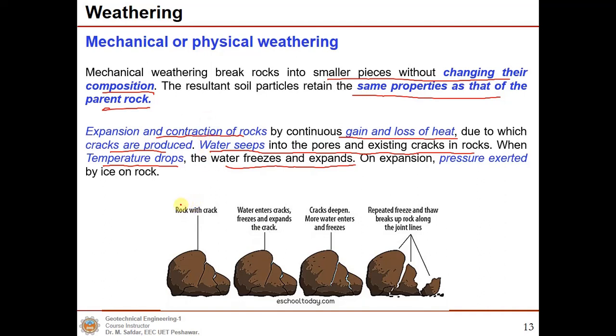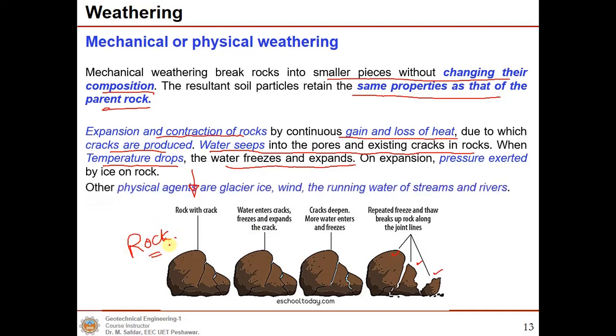This picture shows the process explained in the above paragraph: a rock with a crack that occurs due to the gain and loss of heat. Water enters, freezes and expands the crack, and then even more water enters the crack and freezes. Repeated freezing and thawing breaks up the rock along the jointed lines, and you will see the disintegration of the parent rock.